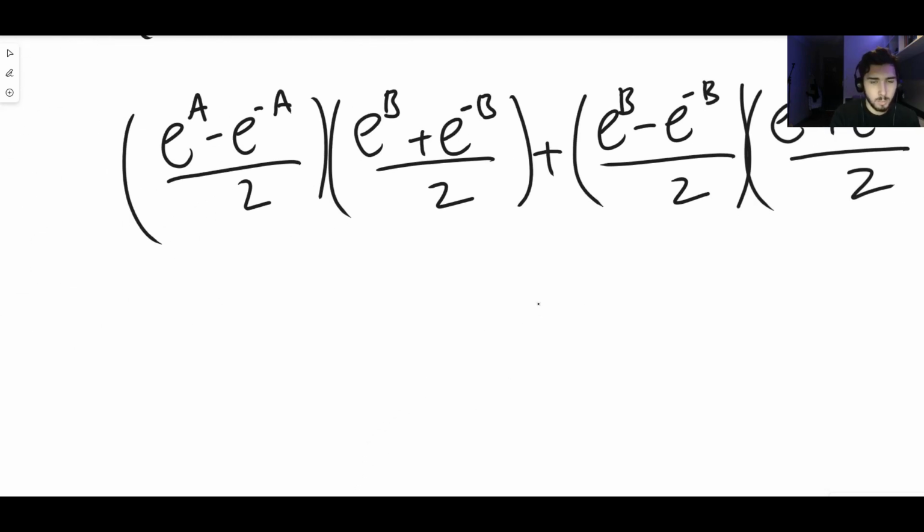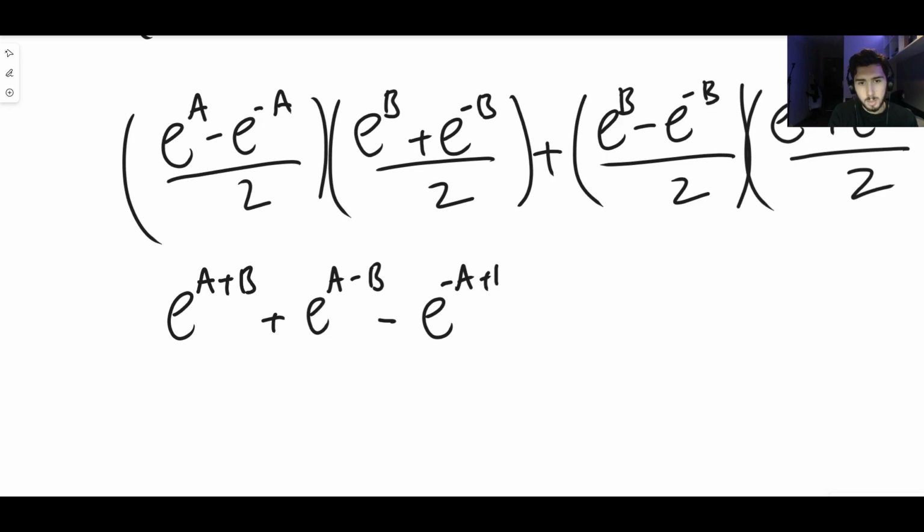Now, if we clean all of this up a little bit, by the way, we want to show this is equal to sinh of a plus b. That's what we're trying to do. So if we clean this up a little bit and expand all of this out, we get e to the a plus b, multiplying e to the a and e to the b together. And then outside, e to the a times e to the minus b gives us e to the a minus b. Inside gives us minus e to the minus a plus b, and then the outside gives us minus e to the minus a minus b, and that's all being divided by 4.